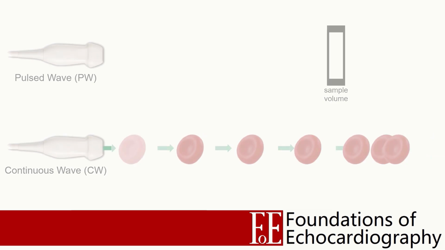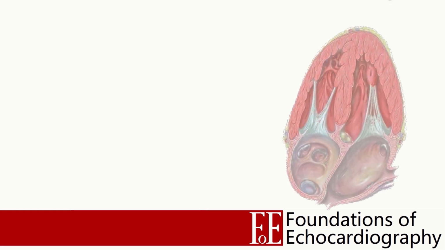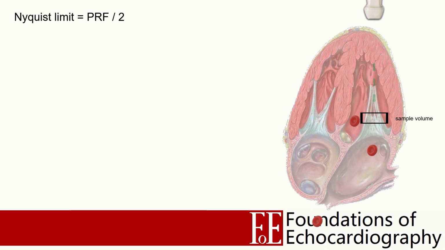So what is the practical speed limit when using pulsed wave Doppler in echocardiography? In order to estimate our maximum speed limit, we need to introduce a new term, the Nyquist limit. The Nyquist limit is the maximum frequency shift that can be accurately measured and is equal to half the pulse repetition frequency. The pulse repetition frequency is dependent upon the distance between the probe and the sample volume. Therefore, the principal determinant of the speed limit is how deep we place our sample volume.